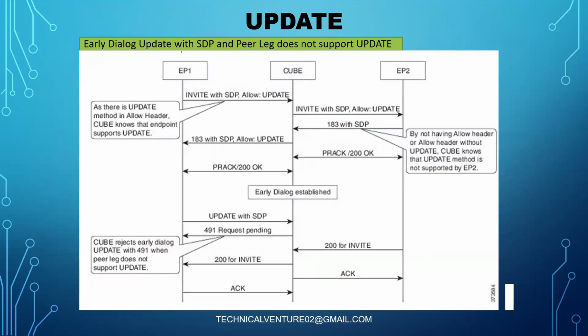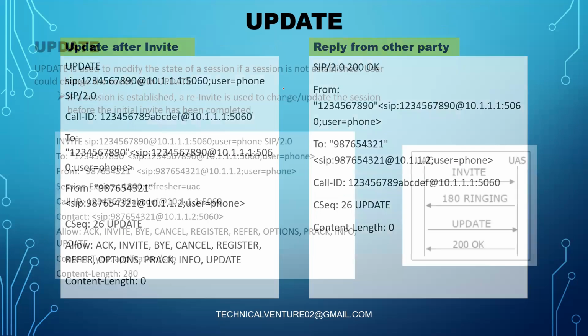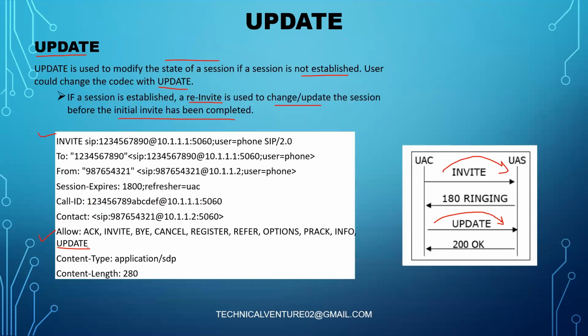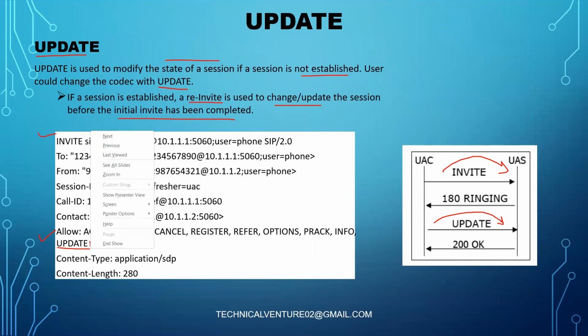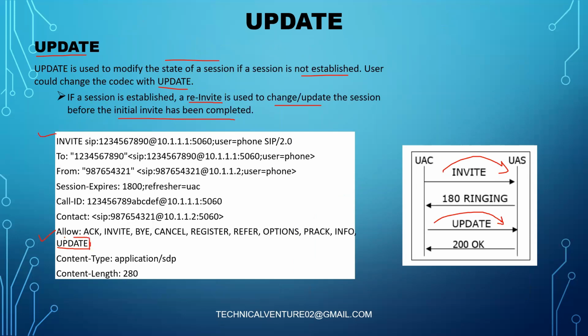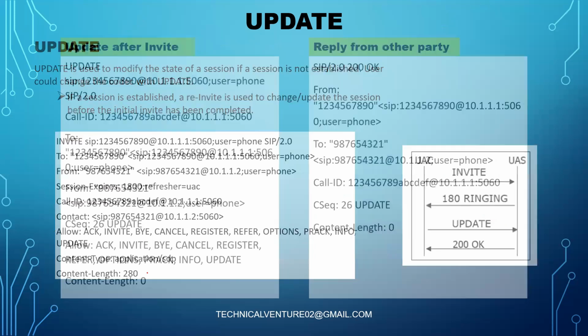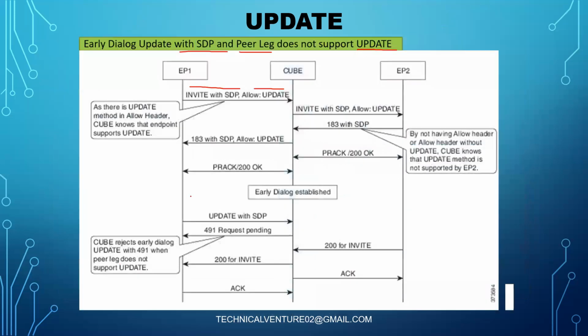Early dialog UPDATE with SDP, and the peer leg doesn't support the UPDATE message. As here we can see, let's say, EP1, CUBE, EP2. So what it says: INVITE with SDP and Allow UPDATE. That is what we saw in this example. Here you can see INVITE, but the UPDATE method is also there, under the Allow, and this INVITE is with SDP. How can we identify? With the help of the Content-Length. If Content-Length is showing something, that means there is an INVITE with SDP.